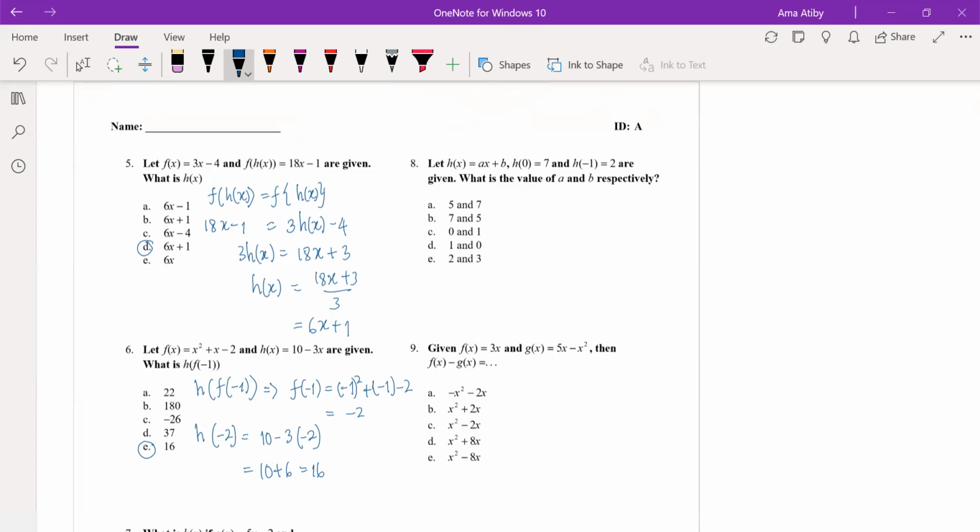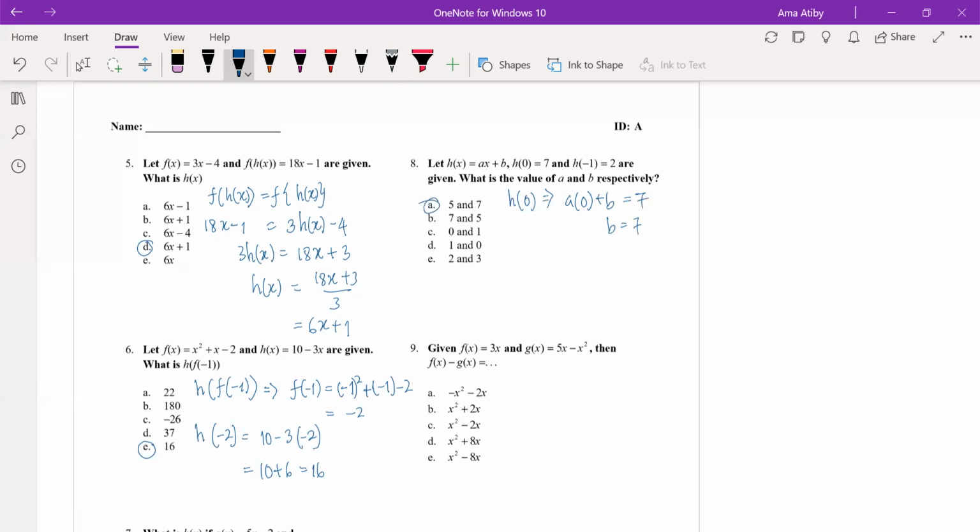Here, h(0) is equal to 7. So now we are inserting h(0), which is a times 0 plus b, and it must be equal to 7. And therefore we get b equal to 7. After you get b equal to 7, let's check the answer. Which one of the options has b equal to 7? So a and b. So the correct answer is A.